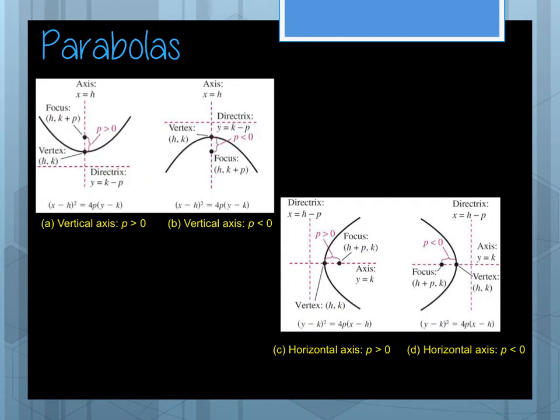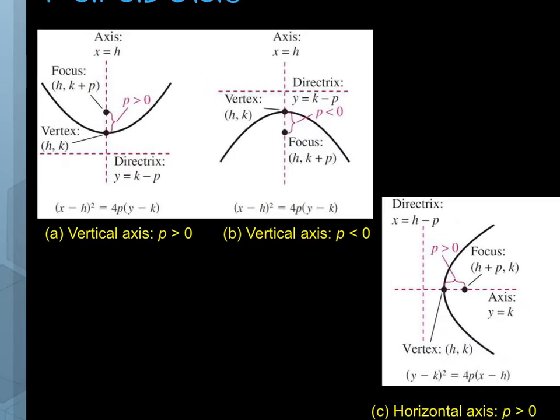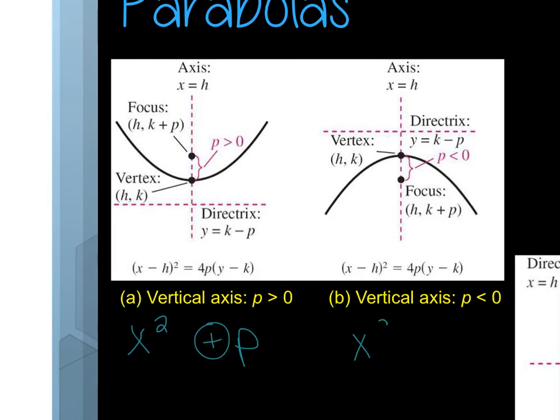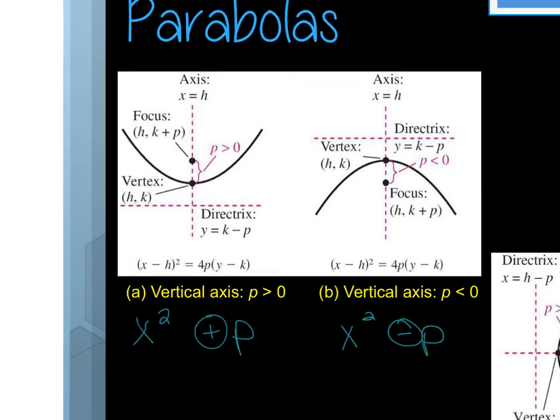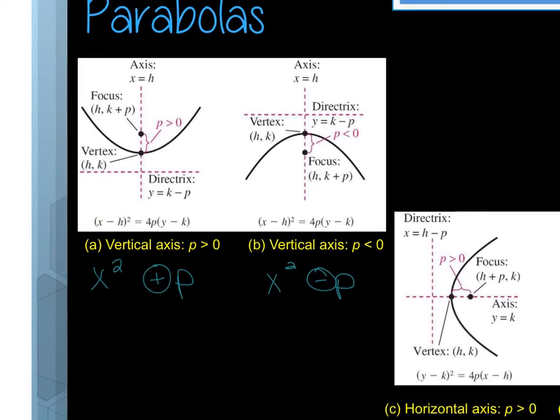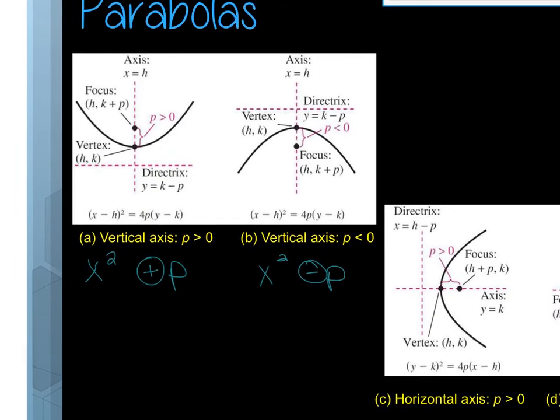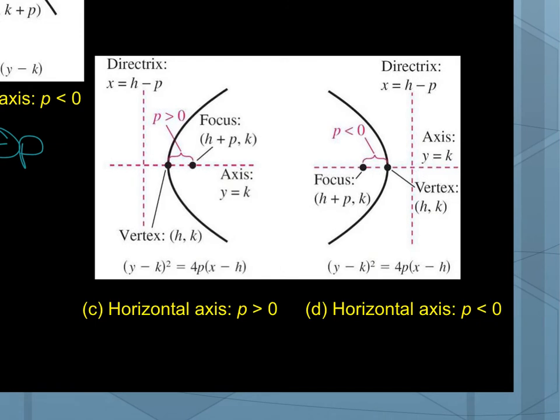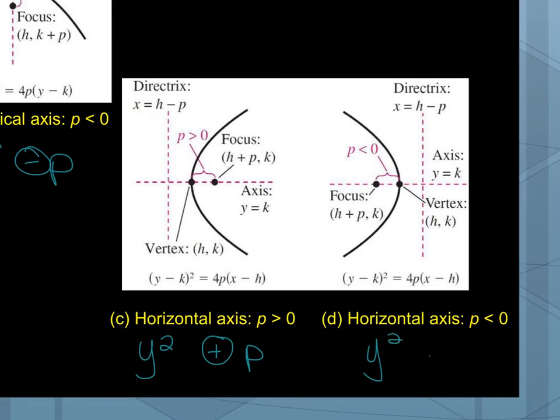All right, so this is what they look like. If it's vertical, meaning the x is squared, then it's going to point up or point down. So this would be an x squared and a positive p, then it's going to open up. This would be an x squared with a negative p, that's going to point down. And then here, the other side would be right and left. This is if you have a y squared, and if it points to the right, it's got a positive p, and a y squared that points to the left is a negative p.